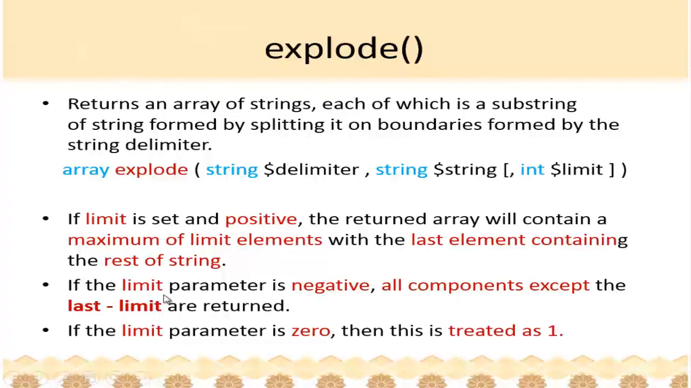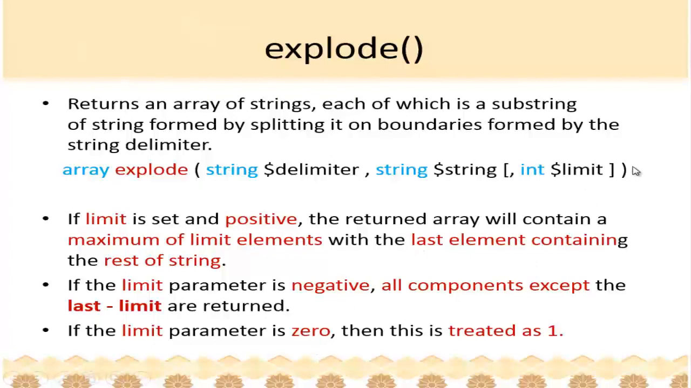Now what will happen if you set the limit as negative? It will have everything except the last limit elements. So if you say minus 2, and there are 5 words, 5 minus 2, 3 will be there. So that is the meaning.